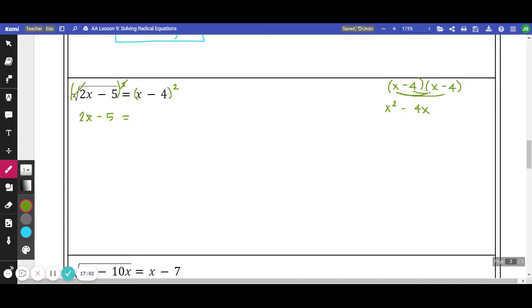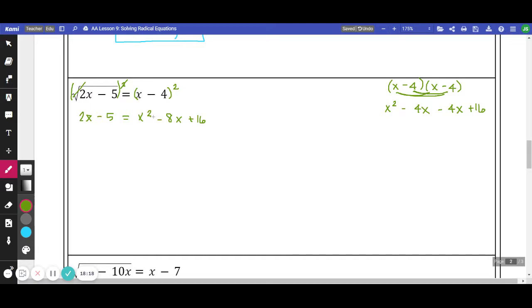And then -4 times x. And -4 times -4 is +16. So if I combine those middle terms, I get x squared minus 8x plus 16. Okay, so I have an x squared, which means I can't just move everything to one side and solve it, because it's a quadratic.